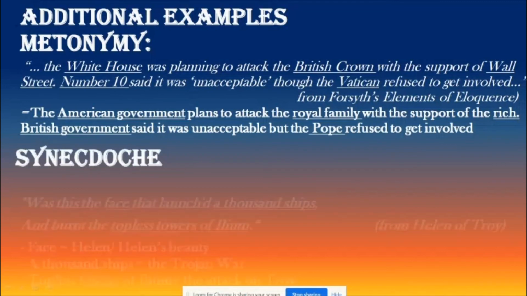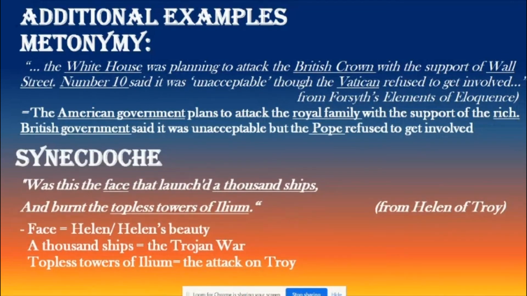In synecdoche, we have, was this the face that launched 1,000 ships and burnt the topless towers of Ilium from Helen of Troy? Face represents Helen or Helen's beauty. 1,000 ships represents the Trojan War. And topless towers of Ilium represents the attack on Troy or the result of the attack of Troy.